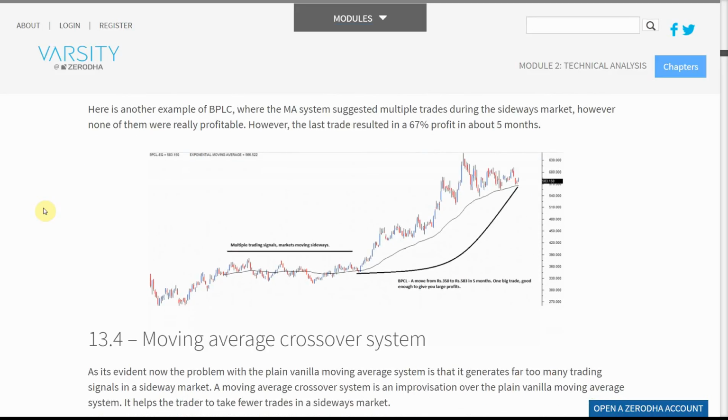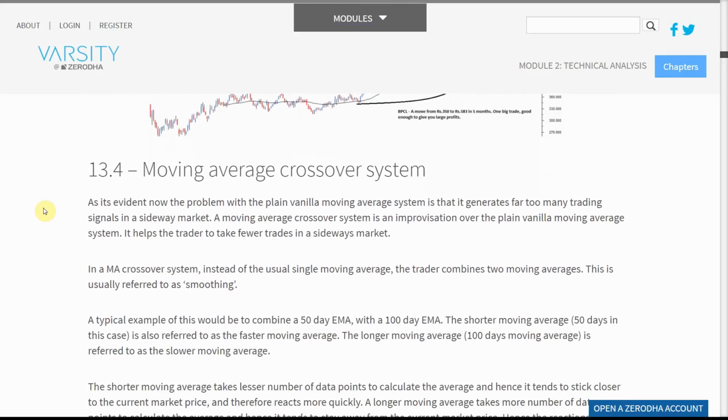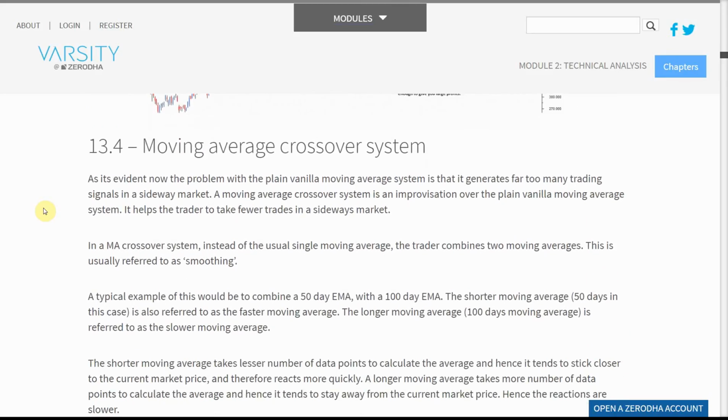13.4 Moving average crossover system. As is evident now, the problem with the plain vanilla moving average system is that it generates far too many trading signals in a sideways market. A moving average crossover system is an improvisation over the plain vanilla moving average system. It helps the trader to take fewer trades in a sideways market.